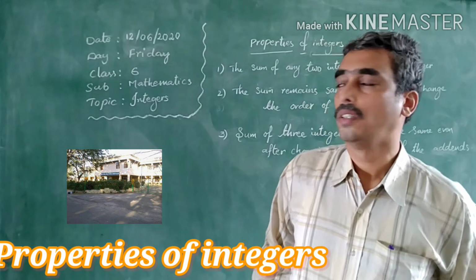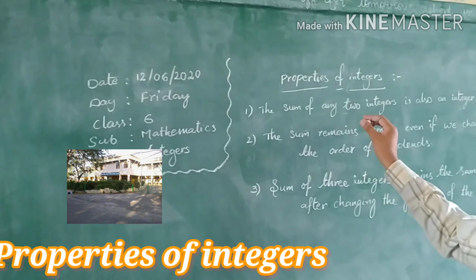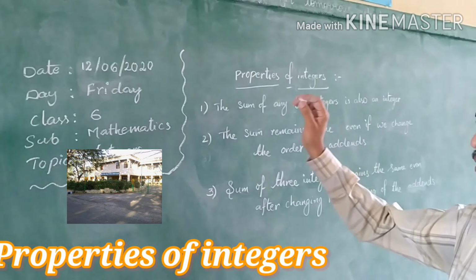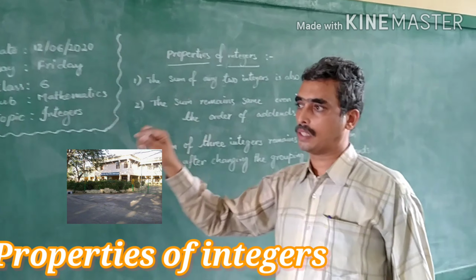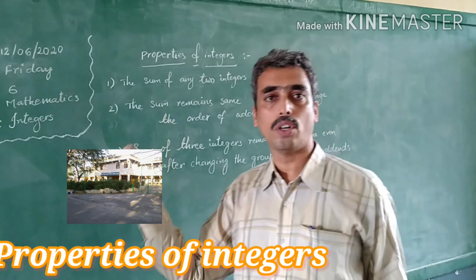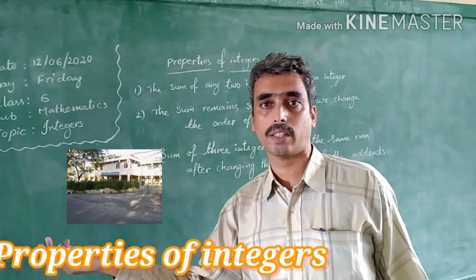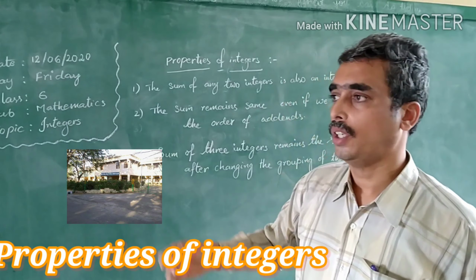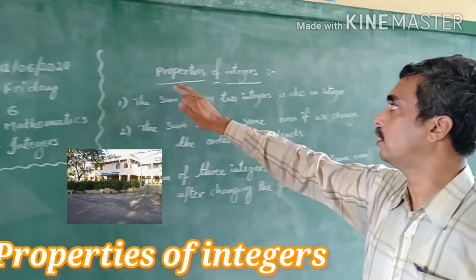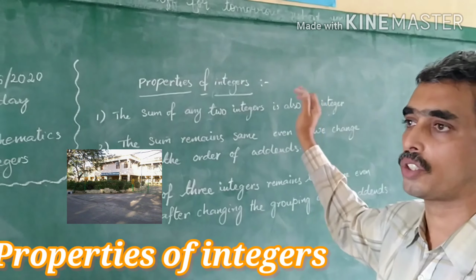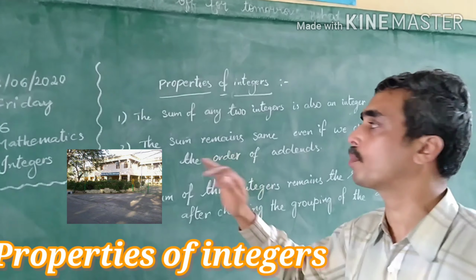Namaste children. Yesterday we saw the addition of integers, how to add integers using the number line, with the words more and less, and also directly when the symbol plus is given, how to move in the direction. This is all we have seen. Now let us learn the properties of integers. What are the main properties of integers? Based on that, how are we going to solve the sums?